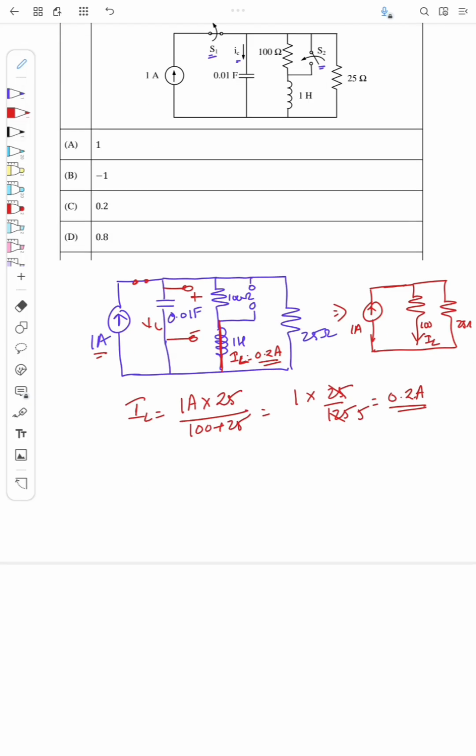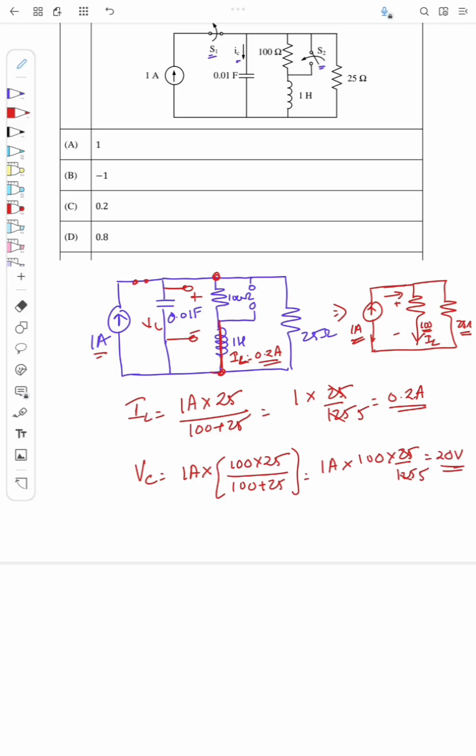Okay. Similarly, what is the voltage VC? VC will be the voltage across this node. Since the current of 1 ampere is flowing here, what is the voltage across the equivalent resistance, 100 ohm parallel to 25? So VC is equal to 1 ampere into 100 into 25 by 100 plus 25. So it is 100 into 25 by 125, so 5 times 4, equal to 20 volt. So when switch S1 is closed for a long time and S2 is open, the voltage across the capacitor will be 20 volt and the current flowing through the inductor will be 0.2 ampere, right?